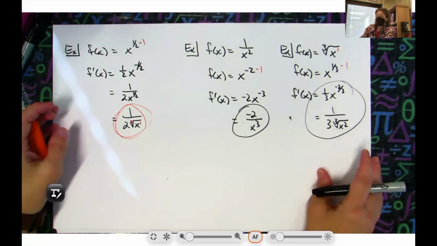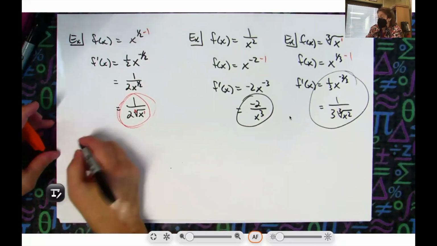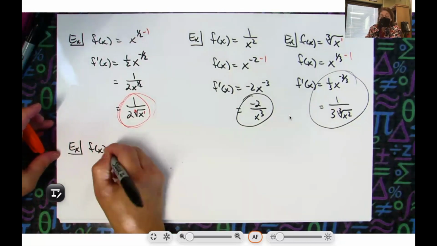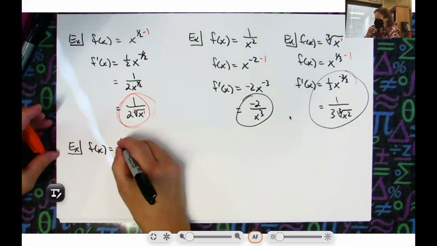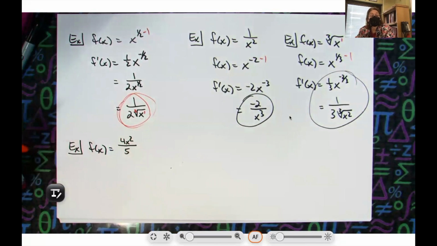Personal preference. Here, let's squeeze some more in here because I've got more room on the paper. Might as well not waste paper. All right, how about if I had f of x is equal to, what if they wrote a 4x squared on the top and then they just put the whole darn thing over 5?